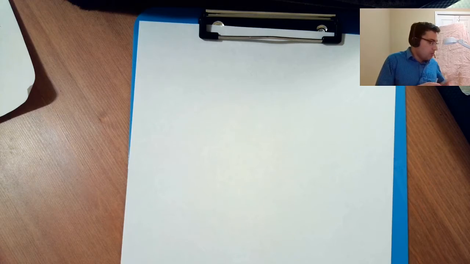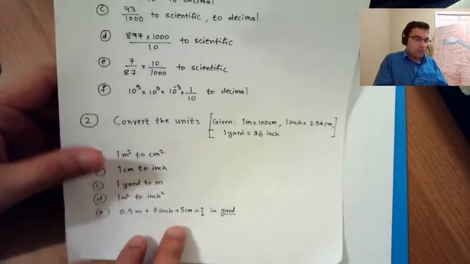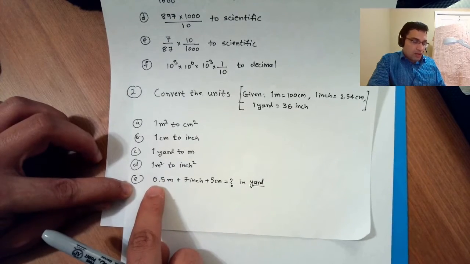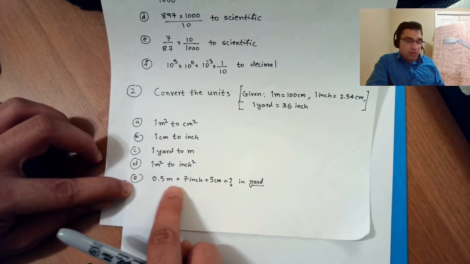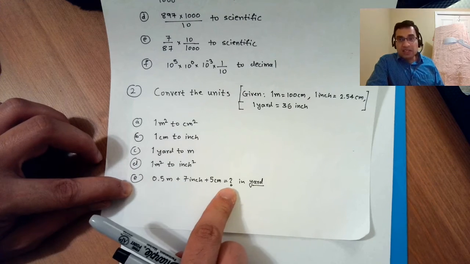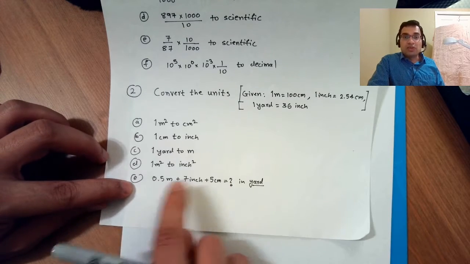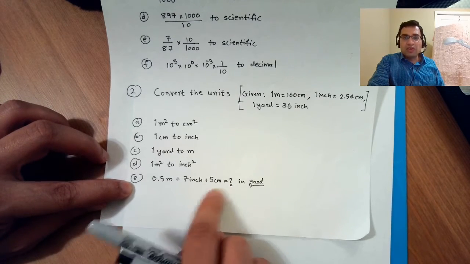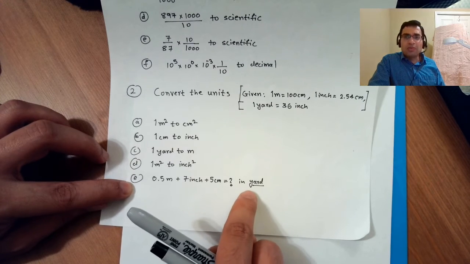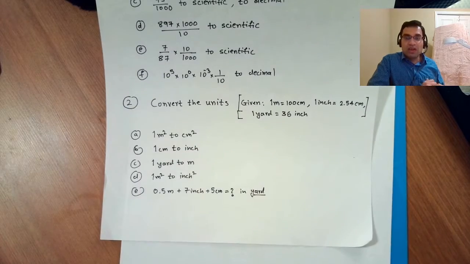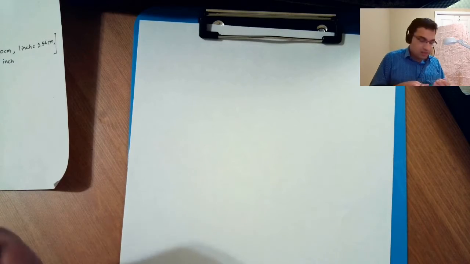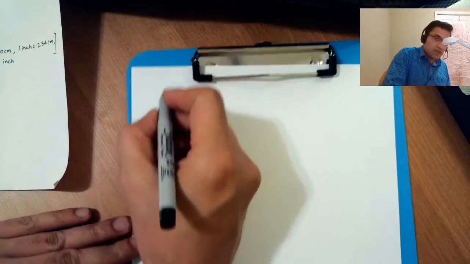I have one problem remaining from the previous set of problems, which is this last one, E, 0.5 meter plus 7 inch plus 5 centimeters. So I'm saying I want to add these distances, but they're in different units. One is in meter, this is in inch, this is in centimeter. How will I do that? And I want to add them and then represent them in yard. Okay, so this is going to involve a bunch of unit conversion. All right, so are you ready for this? Okay, so this is E.